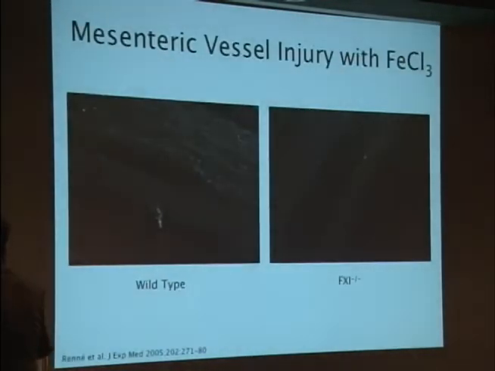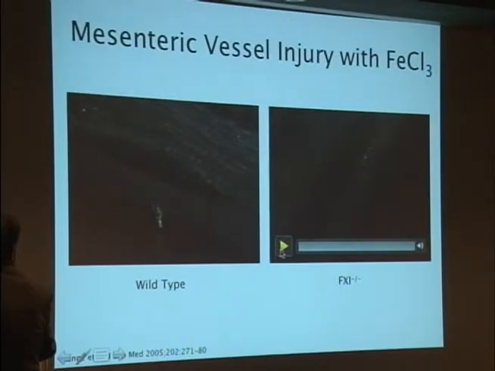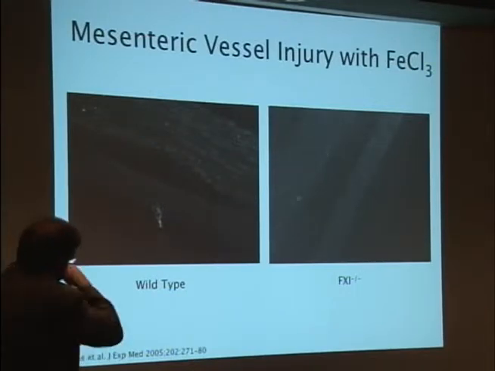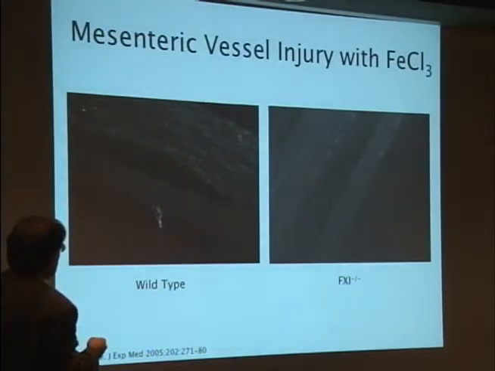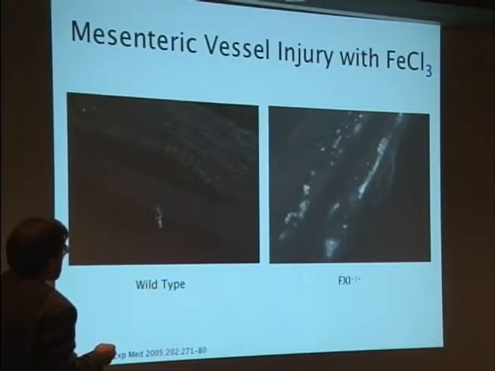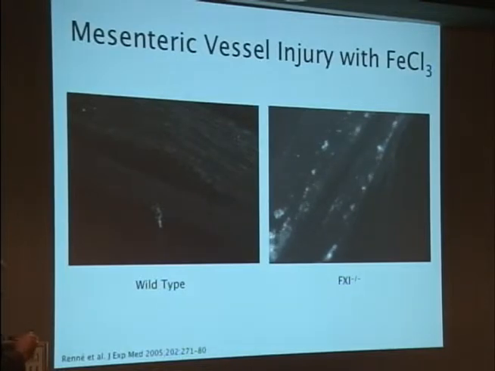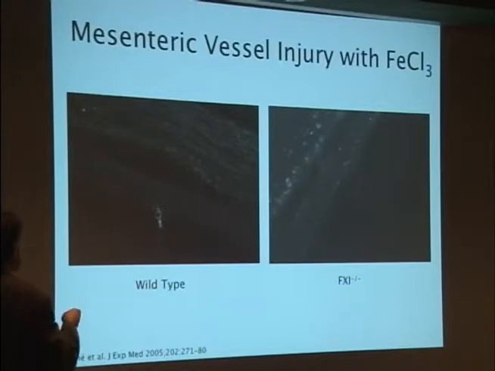Now, in a factor 11 deficient animal, and this is actually compressed time, about 20 minutes worth of observation, what's going to eventually happen is you're going to see clots forming along the walls where the injuries have occurred, but there's just breakage and embolization. There's an inability to sustain growth of the clot. And this is actually something we're going to see in a primate model as well in a bit.